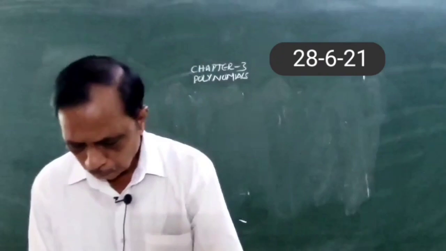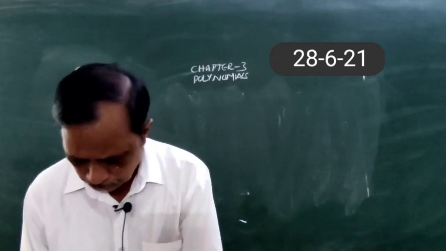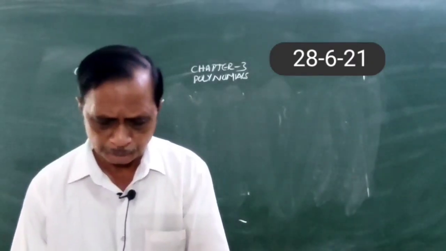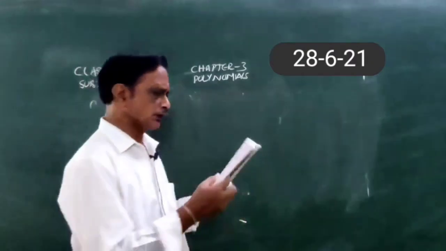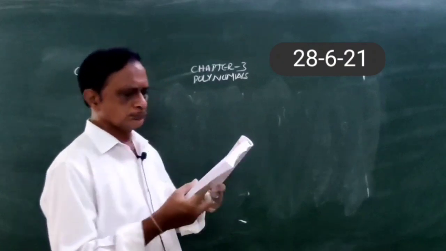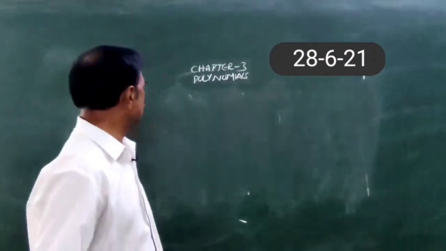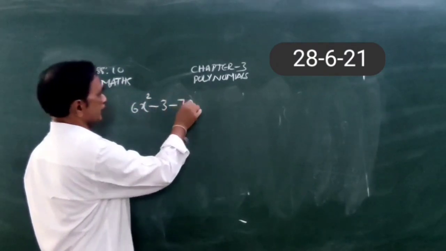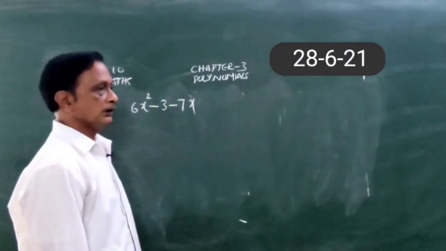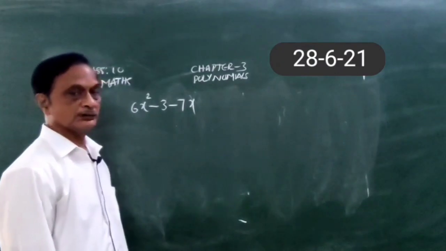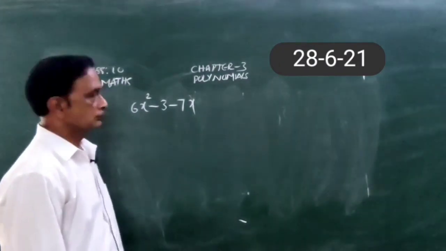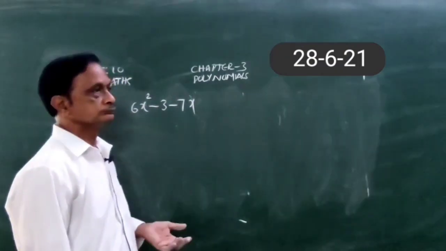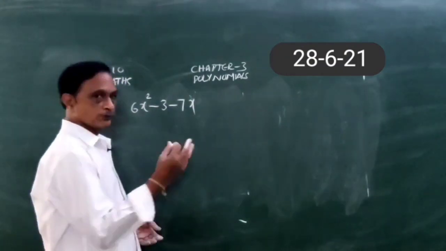Now, go through 3.3. We have completed 2 problems, and the third one says find the zeros of the quadratic polynomial 6x square minus 3 minus 7x, and also verify the relation between the zeros and the coefficients. So we apply the same method as we have completed in the previous video.